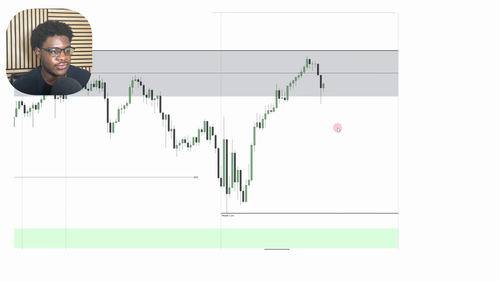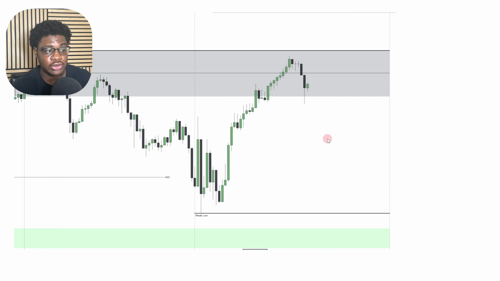Too many traders focus on their take profits, right? You have to stop focusing on the take profits and focus on where you put your stop loss, because if you put your stop loss right here, you could get tagged out. If you put it right here, you could get tagged out. Or even if you put it right here, you could also get tagged out. But if you put it right here, you'd be safe. So where you put your stop loss is very important.